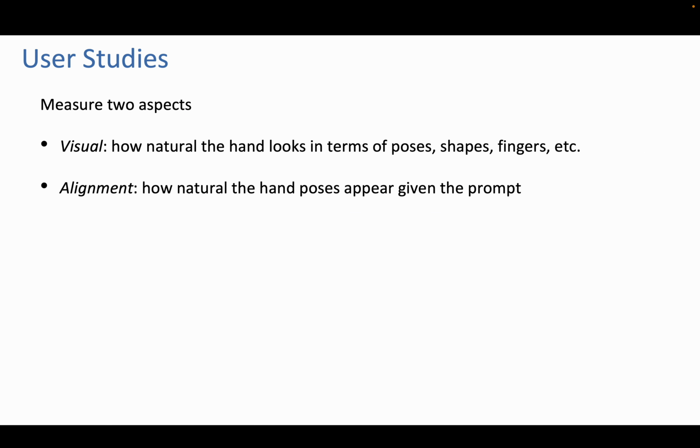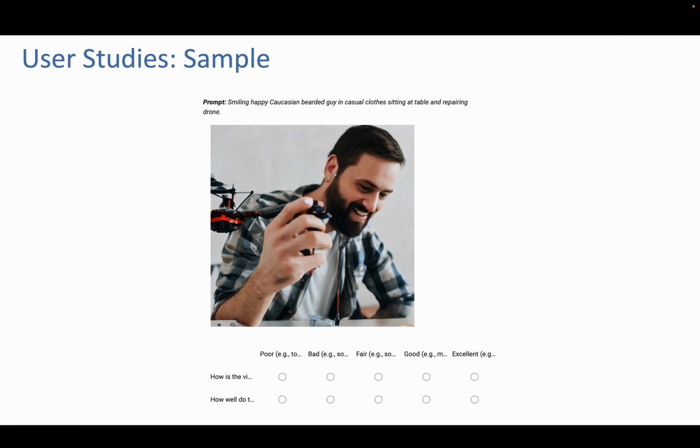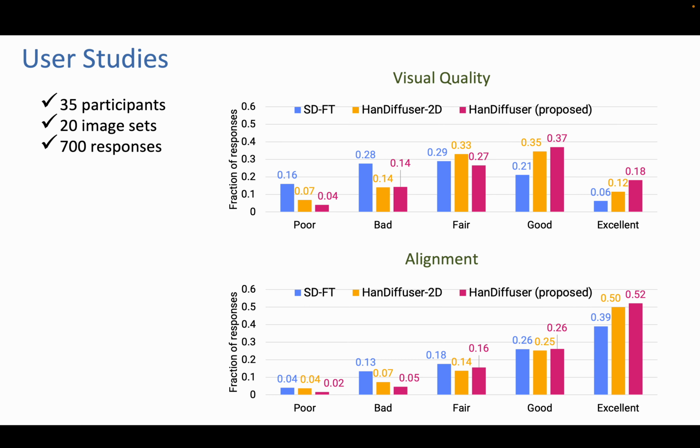We also conduct user studies to study the quality of generated hands. We measure two aspects in our user studies. First, we consider how natural the hand looks in generated images. Second, we consider how well the hand poses in generated images align with the input text prompt. Here is a sample user study example. We collect over 700 responses and compare our method with other variants. We find that our method produces better quality hands than competing methods.